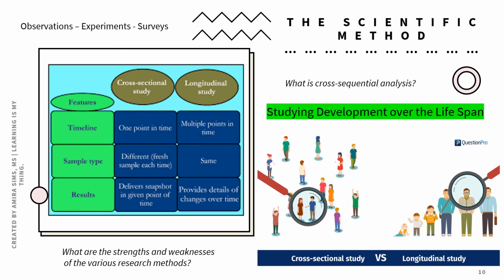With the cross-sectional approach, you take different groups of people, of different ages, and you look at them at one time. So maybe 5-year-olds, 10-year-olds, 15-year-olds, all at one time. And you get a different or fresh sample each time. The results from a cross-sectional study deliver a snapshot of a given point in time, whereas the results of a longitudinal study provide details of change over time.